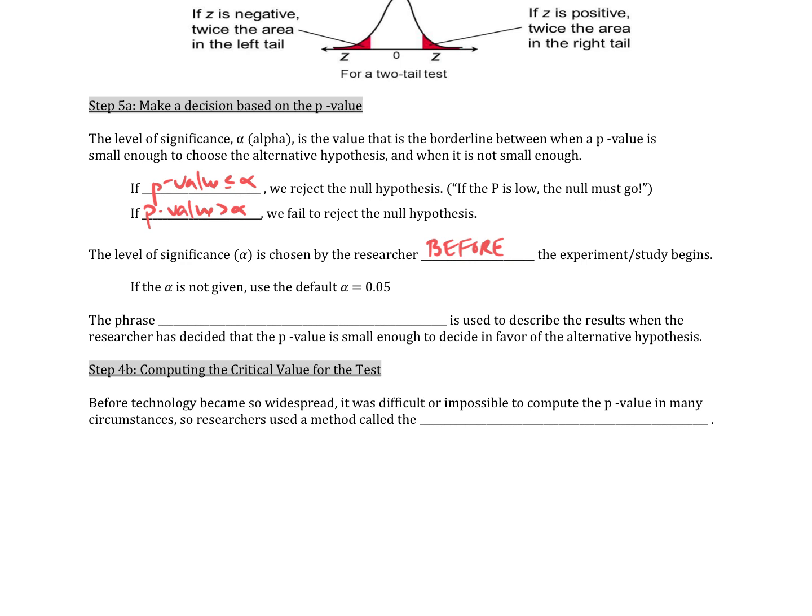If the p-value is less than alpha, we reject the null. If it's greater than alpha, we fail to reject. Wait, you said it backwards. If p is greater than alpha, we fail to reject.